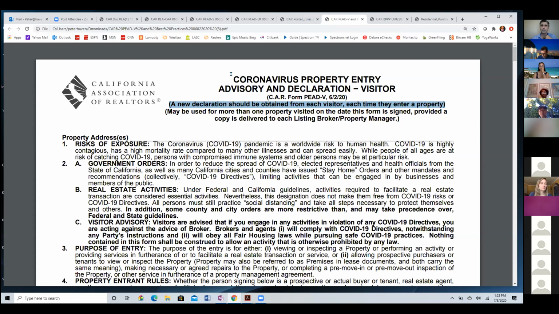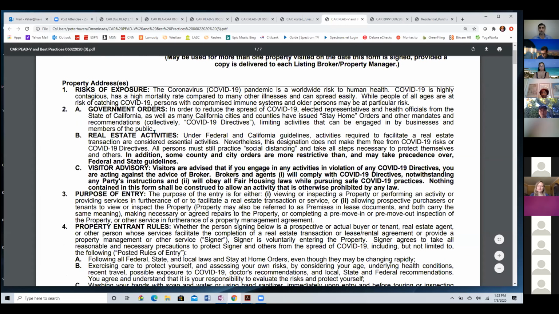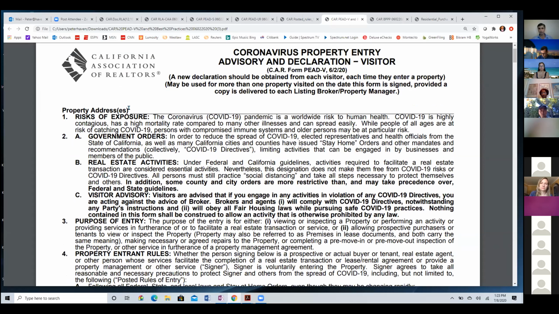So these CAR documents are what we call the standard of care. This is what competent real estate professionals have agreed that they're going to do. So the PEAD-V sets forth the standard for a visitor. There's a space up here to put the property address. It says here you can have multiple addresses.